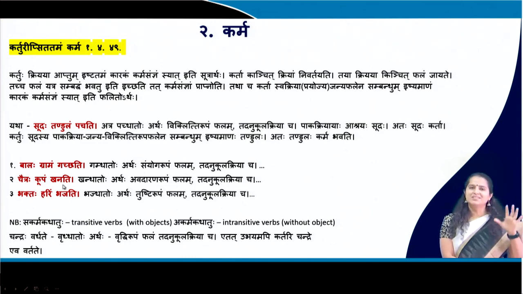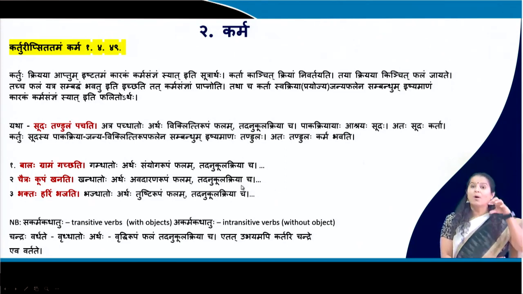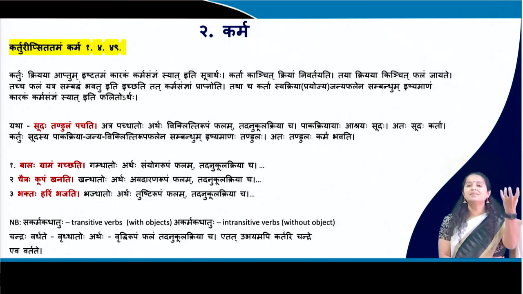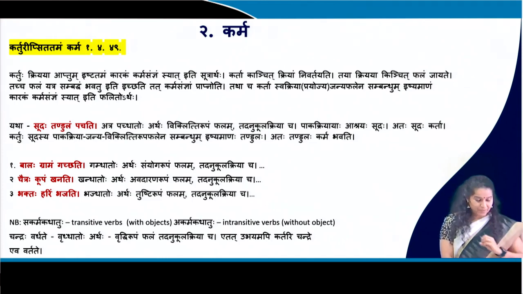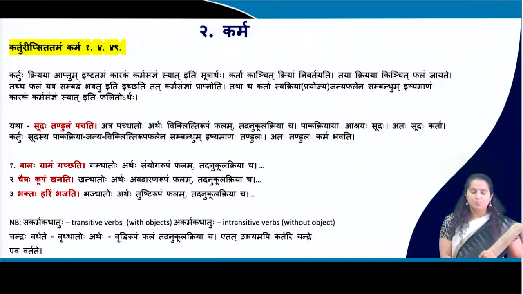Another kind of a phalam. Chaitraha kupam khanati. Chaitraha, some name, is digging kupam, the well. So, khanatoh arthaha. What does the khan dhatu mean? Avadarana rupam phalam. There is a breaking apart of the earth there. So, that's the fruit and the action in order to arrive at that fruit. And why is that action taking place? What is the most desirous objective? It is the well. So, kupa will get the karma sanjna and become kupam. Kupa is the pratipadikam. Because it gets the karma karakam, it will become kupam.